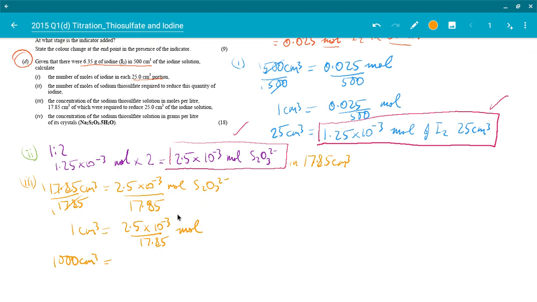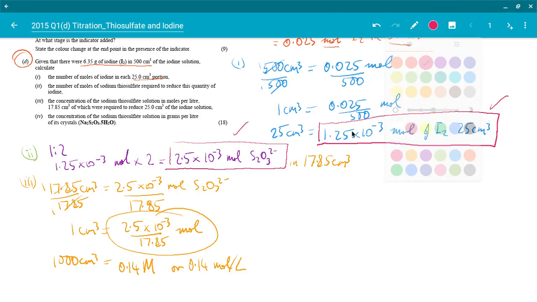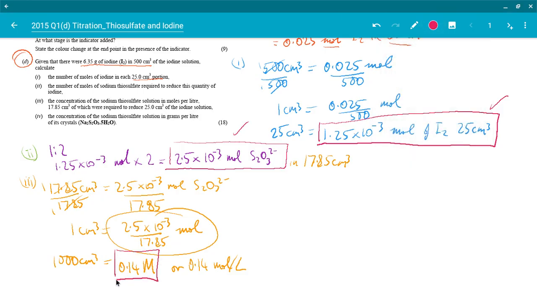So I just multiply this by 1,000, and that equals 0.14 molar, or I can write that as 0.14 moles per litre. Moles per litre, same as molarity. And I box that off as my answer. That's correct. And now part 4.